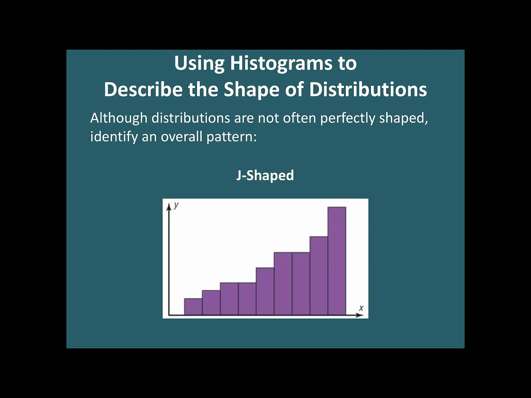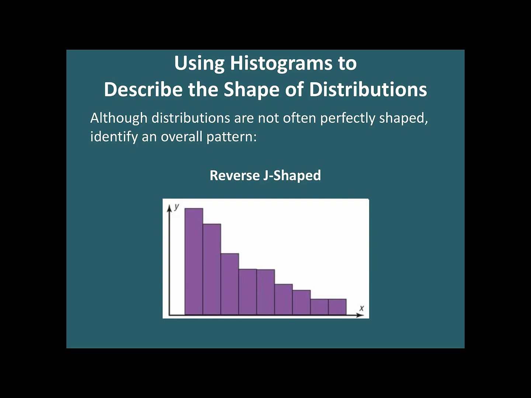J-shaped. A J-shaped histogram starts low and goes high, and usually at the end there it kind of curves up quite a bit. This one's known as a reverse J-shaped for obvious reasons.